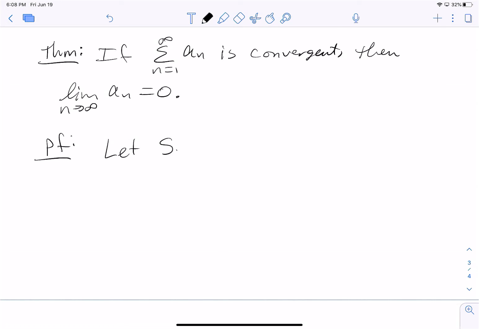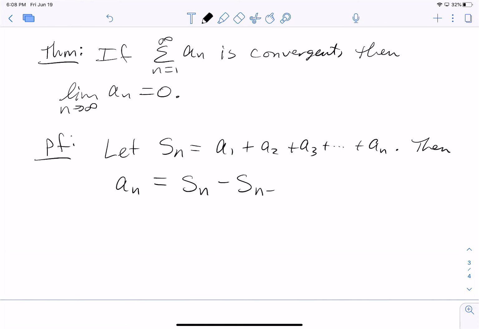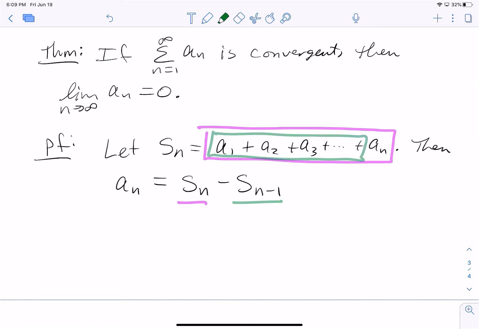Let's start by letting s sub n equal a partial sum, a sub 1 plus a sub 2 plus a sub 3 plus a sub all the way up to a sub n. Then a sub n would become s sub n minus s sub n minus 1. Look, s sub n is the sum of all the terms that we just wrote down. S sub n minus 1 is the sum of all the terms just before a sub n. So if I subtract the purple s sub n minus the green s sub n minus 1, what's left is a sub n. I know, it's amazing how that works.